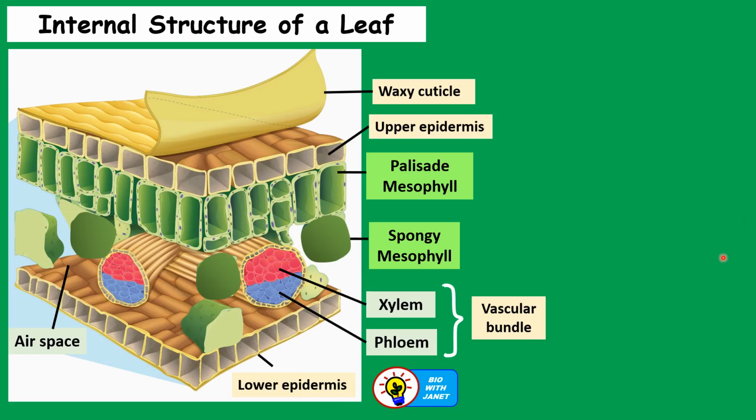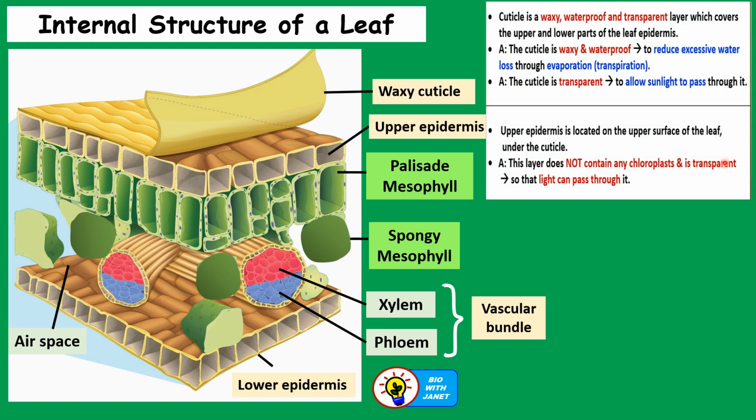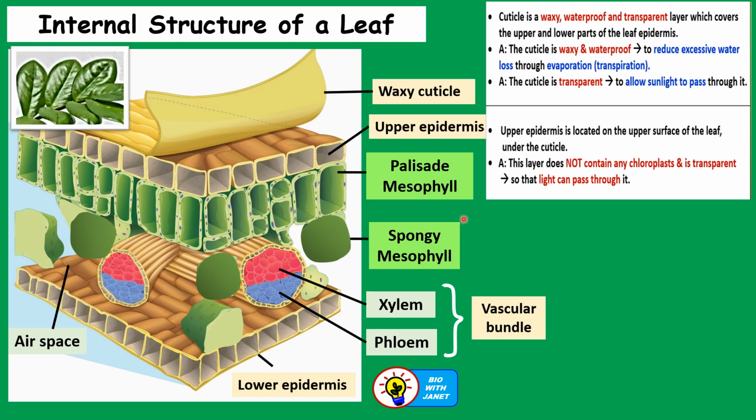Let's now discuss the internal structure of the leaf and investigate how the various tissues in the leaf are well adapted so that the leaf can carry out photosynthesis. Let's start with the uppermost layer, which is the waxy cuticle. It is waxy, waterproof, and transparent, and it covers the upper and lower parts of the leaf epidermis. So you can compare it to a piece of plastic, all right? And if you look at it, it looks very shiny. It gives the leaf the shiny appearance at the top of the leaf, right?